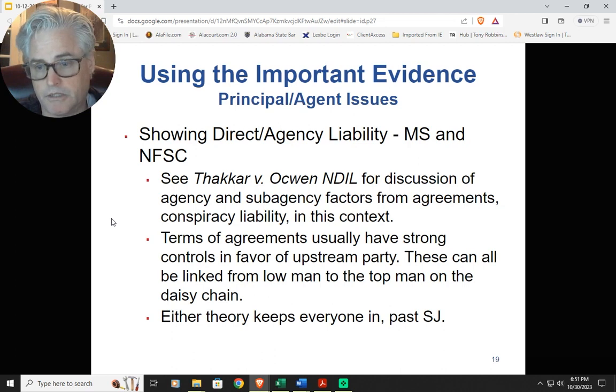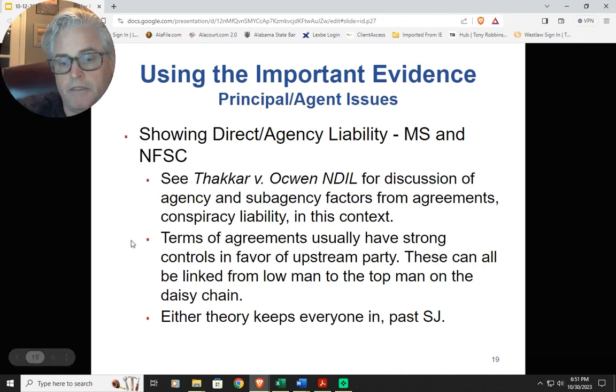It also discusses conspiracy liability and direct liability. If you really want to know how to link all these people up, I'd say go to that decision. Follow that blueprint. It's a great step-by-step way to tie all these folks together and get them in front of a jury. You can get them there with conspiracy and this agency argument, which is essentially what we call respondeat superior.